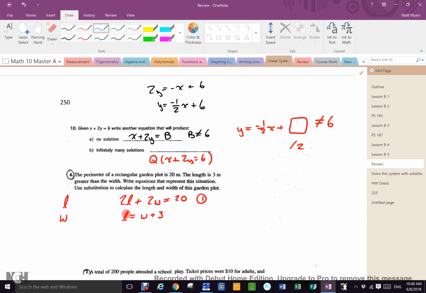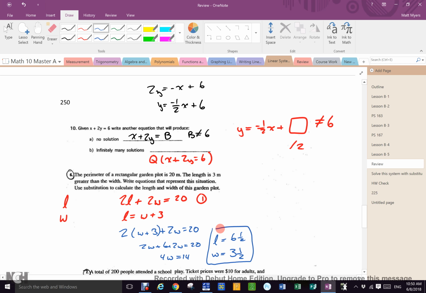So 2W plus 3 plus 2W equals 20. 2W plus 6 plus 2W equals 20. 4W equals 14. W equals 14 over 4, which is 3.5. If W is 3.5, then 3.5 plus 3, L must be 6.5. Is everybody good?